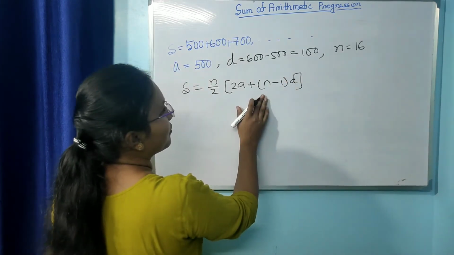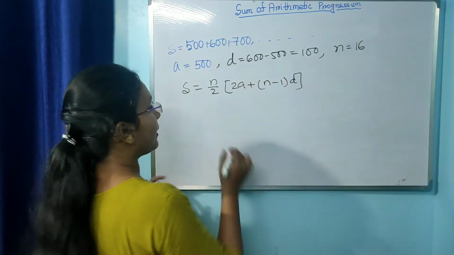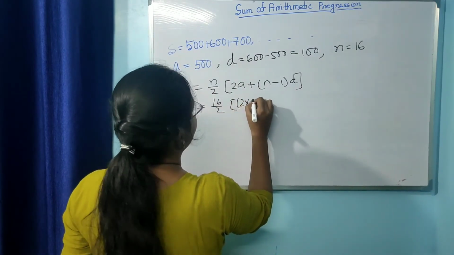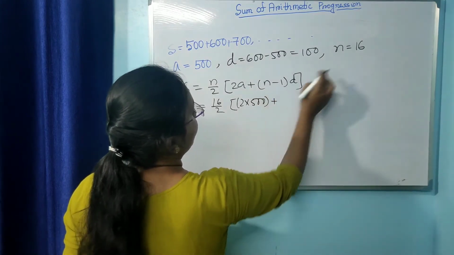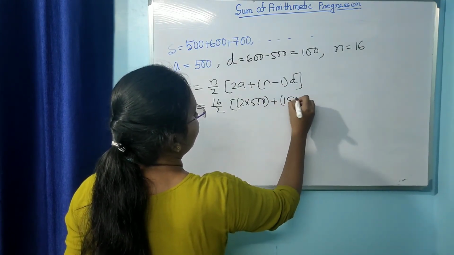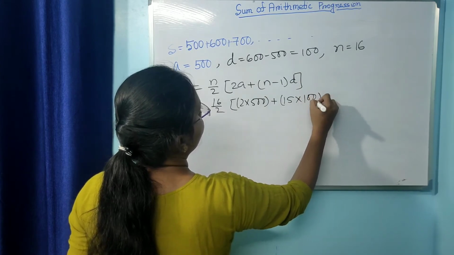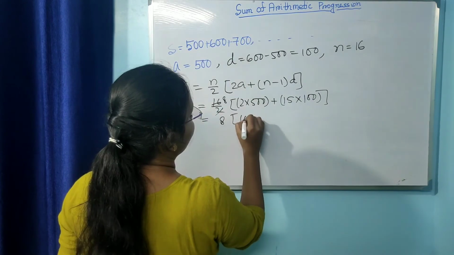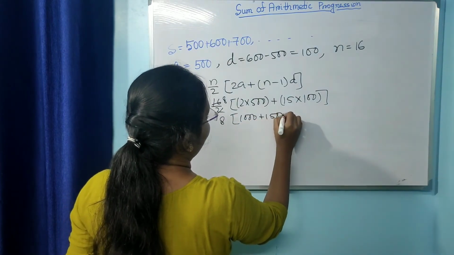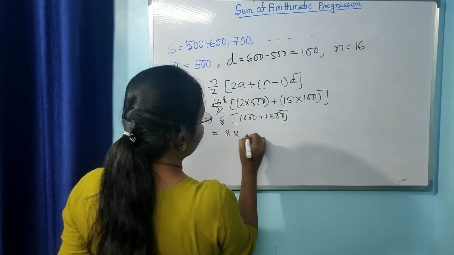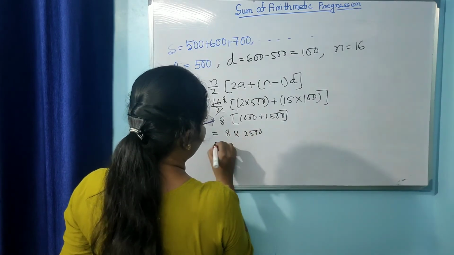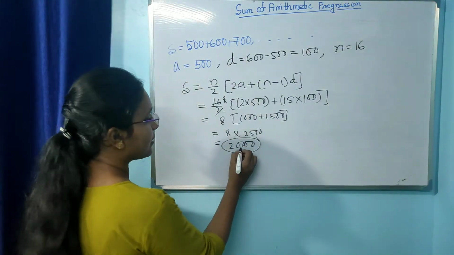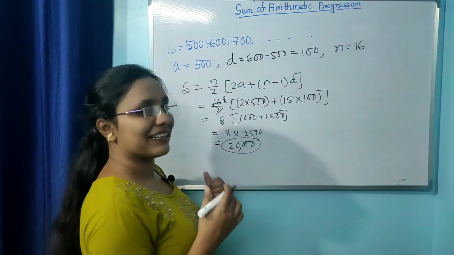Here we apply this formula because we don't know the last term. Okay, so n is 16 by 2, 2 into a is 500, and n minus 1, n is 16, so n minus 1 will be 15, 15 into d is 100. So it will be 8 into 1000 plus 1500, which gives us 20,000. So the total amount is 20,000, and now you can buy so many things with it.